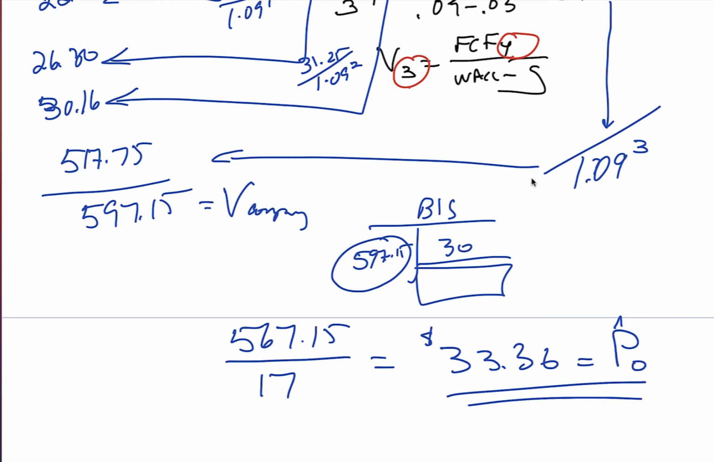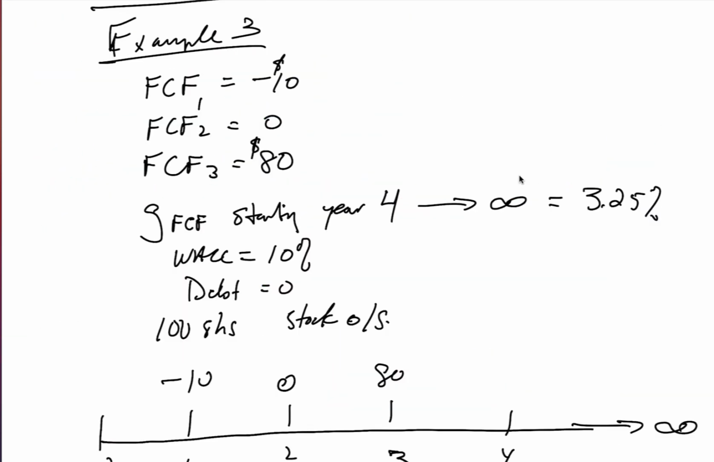And the cash flow is defined to be free cash flow here. So here we have a third example with some rather odd cash flows that I was referring to earlier. Let's look at the problem. First, free cash flow at time 1 is -10. It's not unusual to have negative free cash flow, especially when a company starts up. In period 2, we have 0 free cash flow. Starting in year 3, we have $80 in free cash flow. Starting in year 4, out to infinity, the growth rate is 3.25%. The weighted average cost of capital is 10%. Debt is 0, and we have 100 shares outstanding.